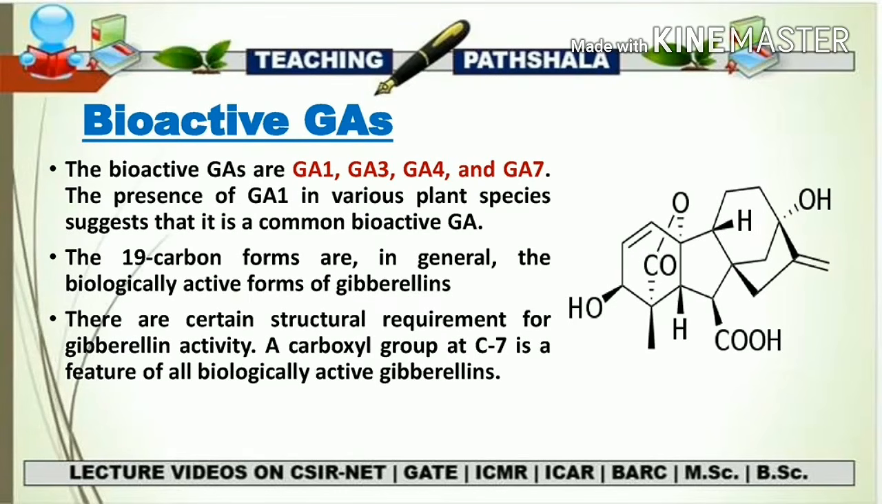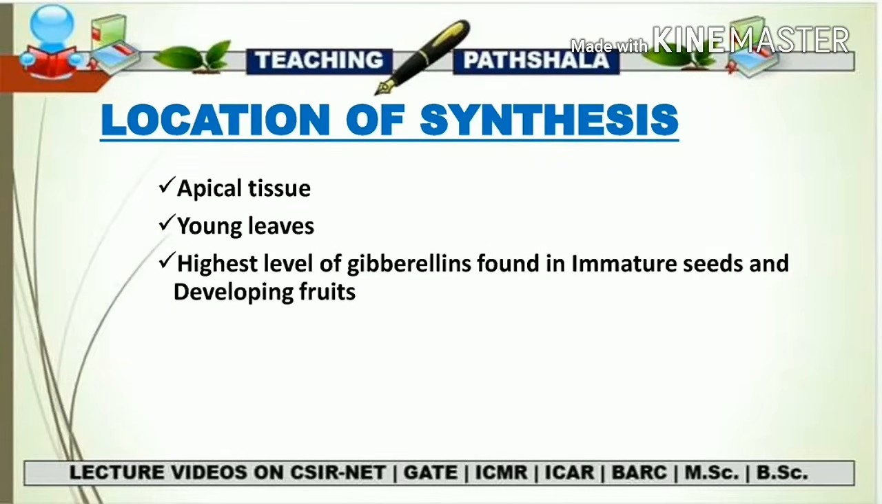And the second thing you have to remember is that only the 19 carbon gibberellic acid is the most active one. And the third thing is that the carboxyl group on carbon number 7 is responsible for the biological activity of this gibberellin. Now let's talk about the location of synthesis.